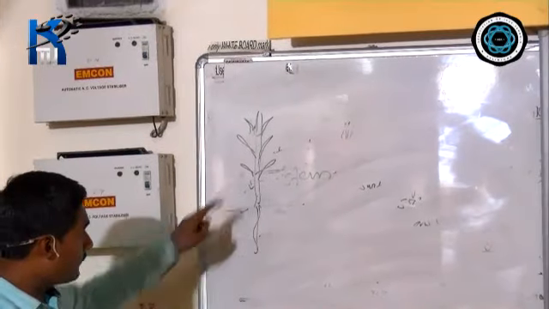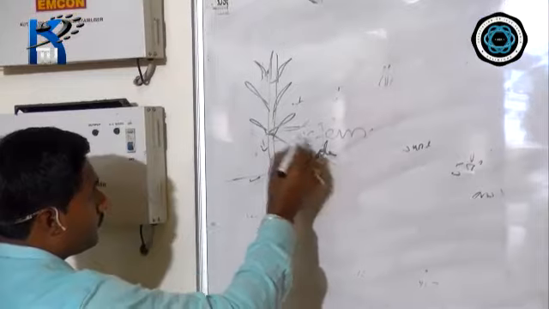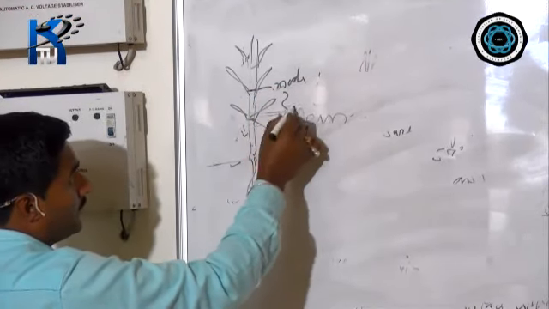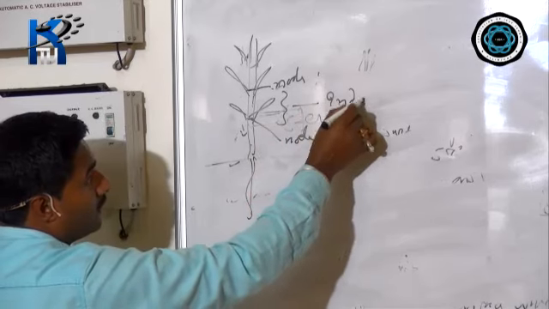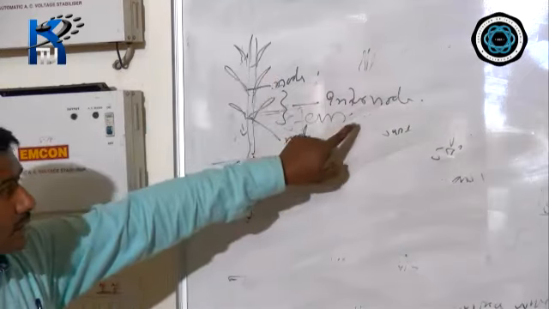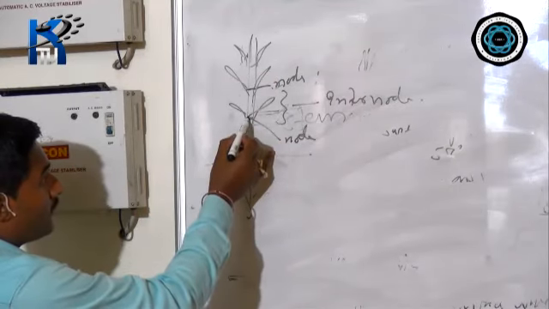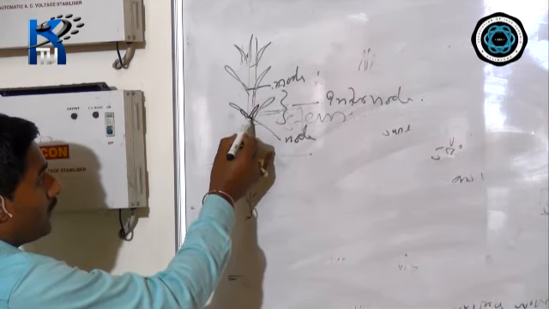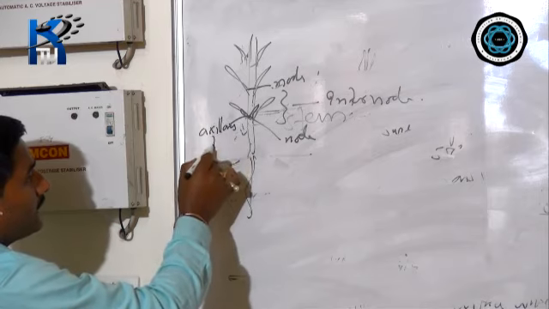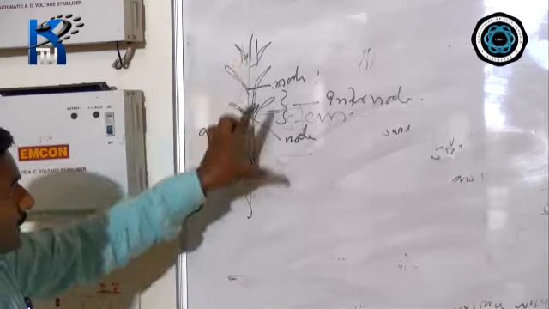Okay, this is the stem. So here you have the node, here you have the node, and in between these you have the internode. In between the nodes you have the internode. Now from this node, you see the bud emerges out, you call it an axillary bud. Okay, so this is the stem.